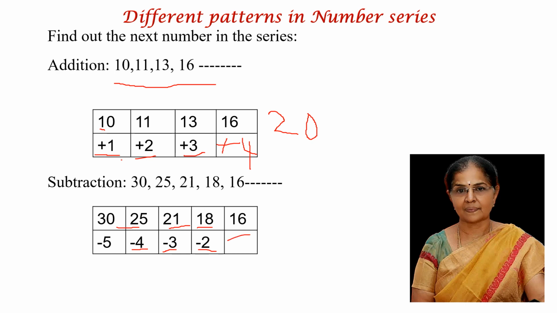Again, -5, -4, -3, -2. Then it should be -1. So 16 minus 1 is 15. So the next number in the series is 15. That is your answer. So this is a slightly advanced version of the same addition, multiplication, division and subtraction, but it is not by a constant number. There is a pattern.